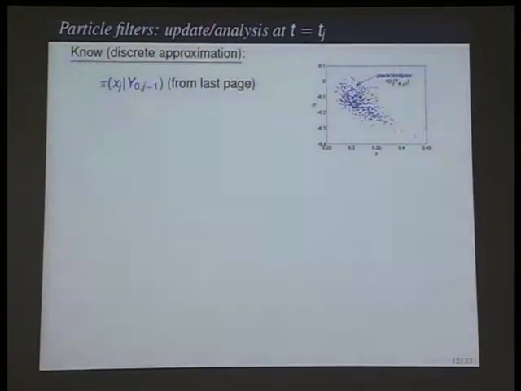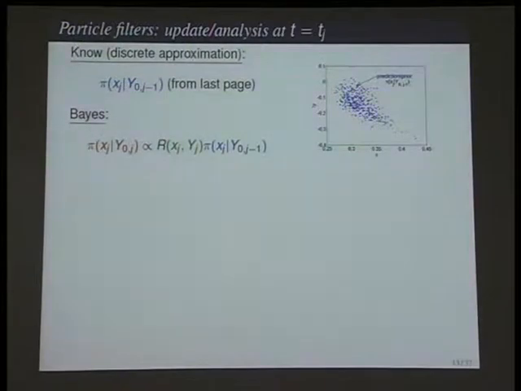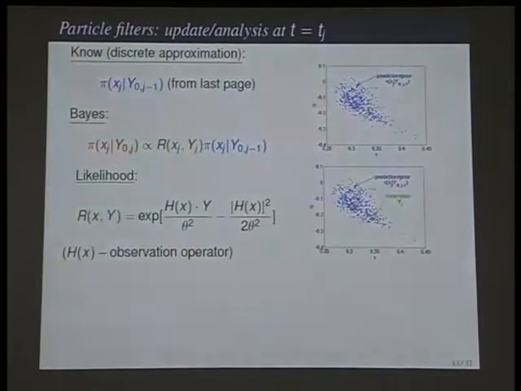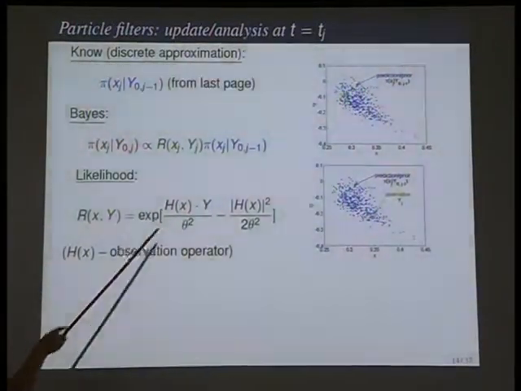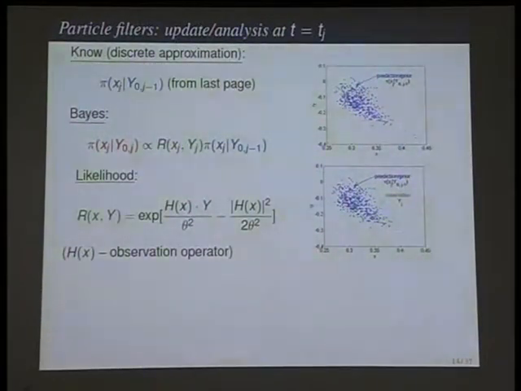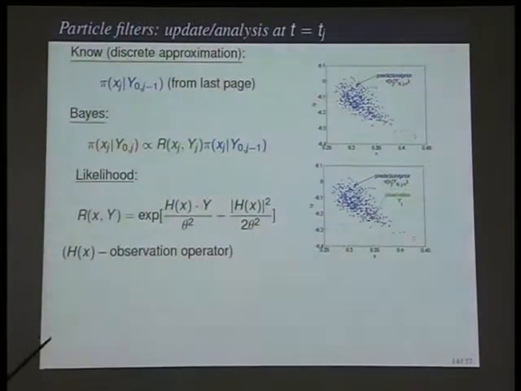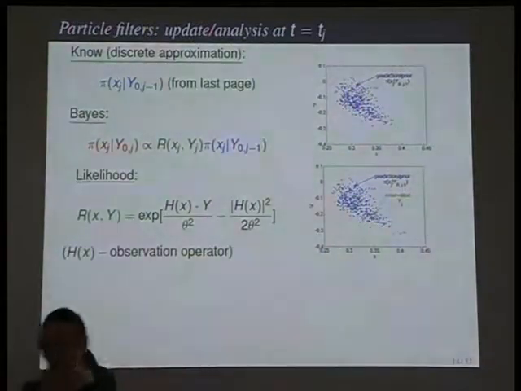So we know our prior distribution. We're going to use Bayes' rule to update and get our posterior distribution. To use Bayes' rule, we already have our prior, we need a likelihood, which of course is just whatever our H function is, our observation operator, how close that is to the data. Right, so I have my prior distribution, the observation.